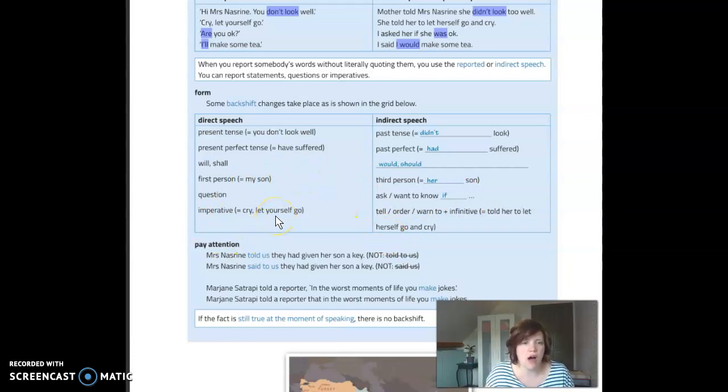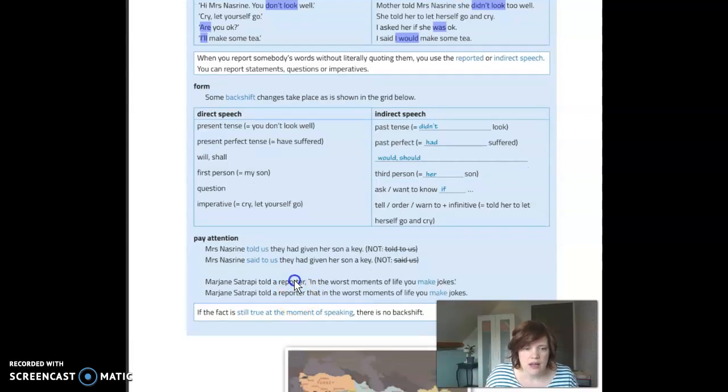Imperatives like "Cry and let yourself go." Let's see if I can find that example. Yes, "I told her to let herself go and cry." Here you can use structures like I told her to, I ordered her to, I warned her to, and then of course we get the infinitive. I told her to let herself go and cry.